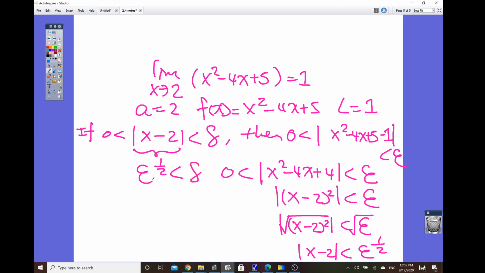And then finally, we want to solve for epsilon. So in order to get rid of the power, we multiply the power by 2. So that means epsilon is about delta squared. And that's the proof.